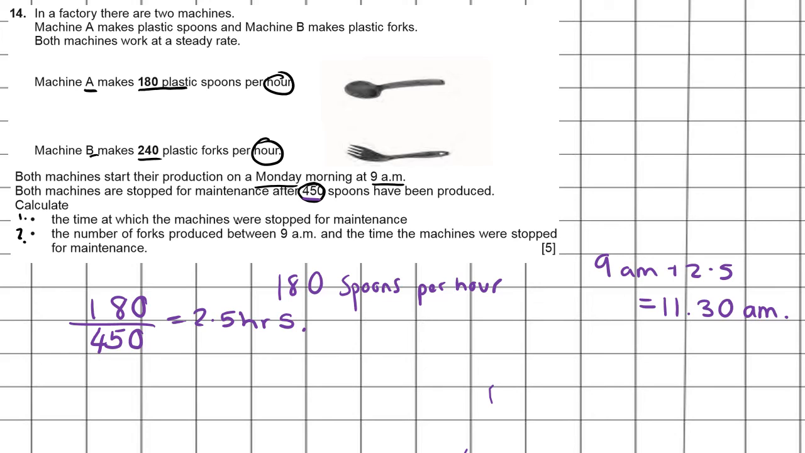The number of forks produced between 9 AM and the time the machines were stopped for maintenance. Okay, so they are given 2.5 hours. So therefore, 250 per hour times 2.5 gives us 600 forks.